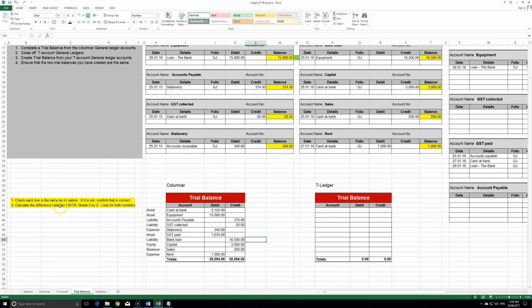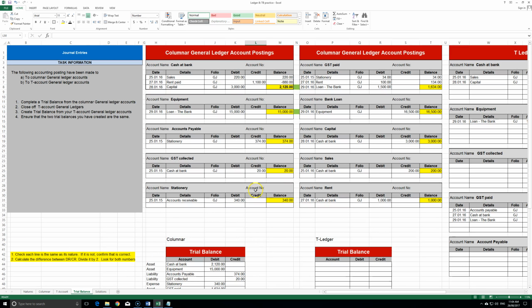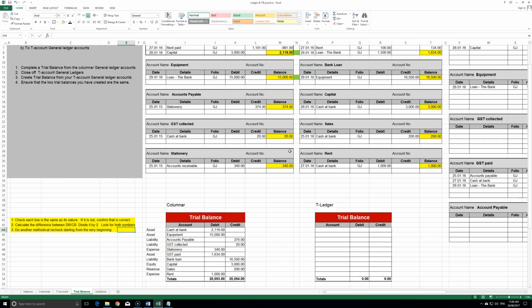So both of these will help you detect if you have put debits when it should be credits or credits when it should be debits. They really only help you, though, if you are checking for posting errors from the ledger to the trial balance. If you have tried both of step 1 and step 2, the only thing left to you is step 3, which is do another methodical recheck, starting from the very beginning.